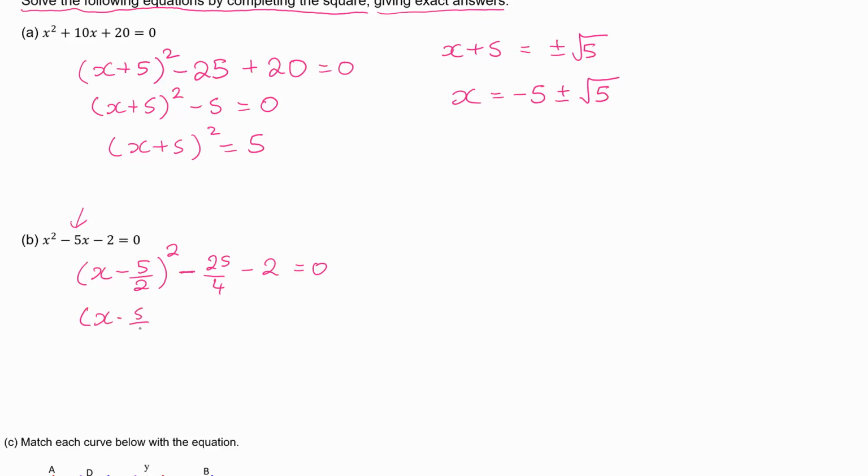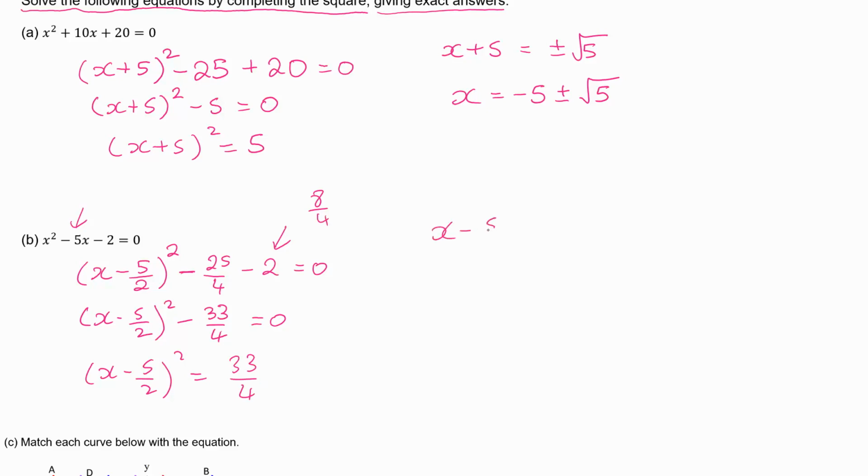So x minus 5 over 2 squared. Now 2, of course, is 8 over 4. So it's going to be negative 25 over 4, take away 8 over 4, which is negative 33 over 4. And so x minus 5 over 2 all squared would be equal to 33 over 4.